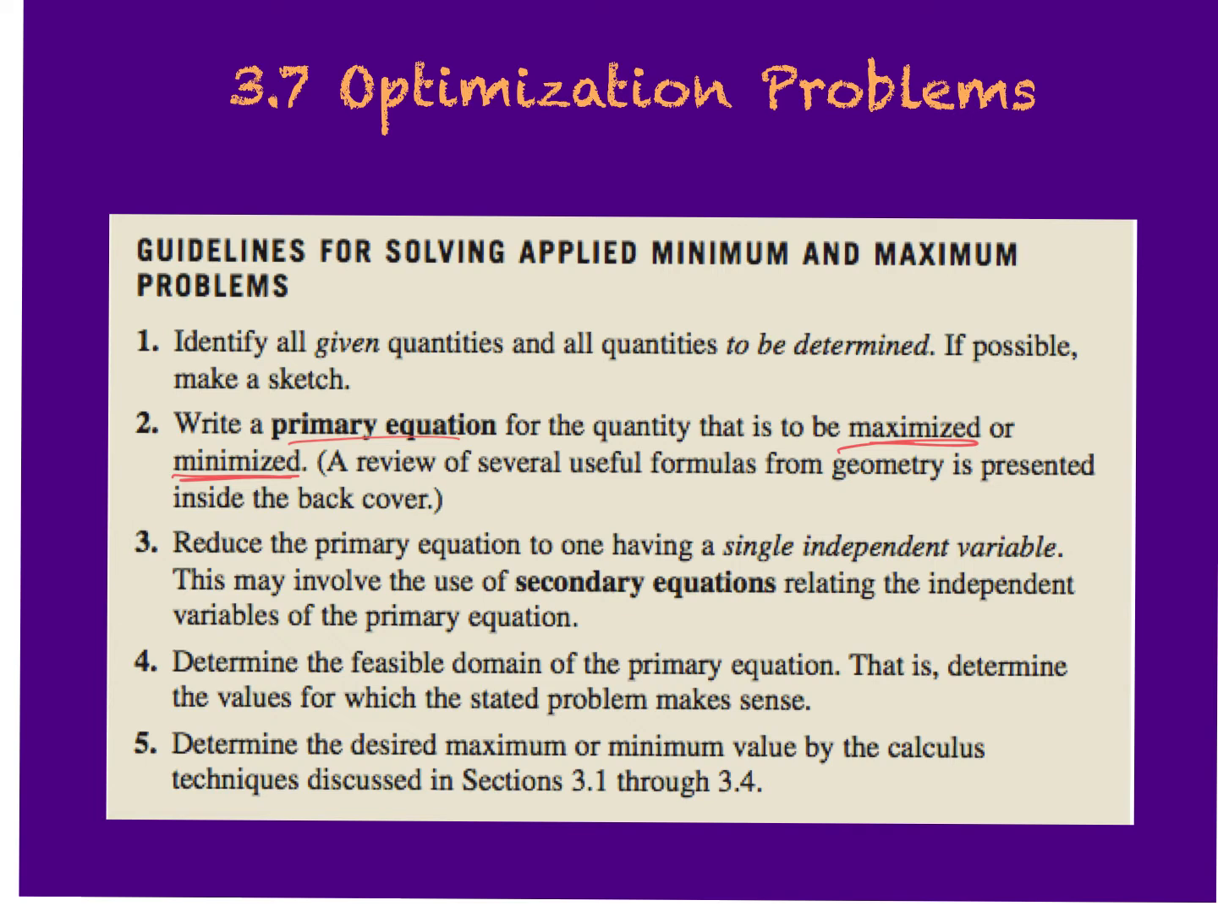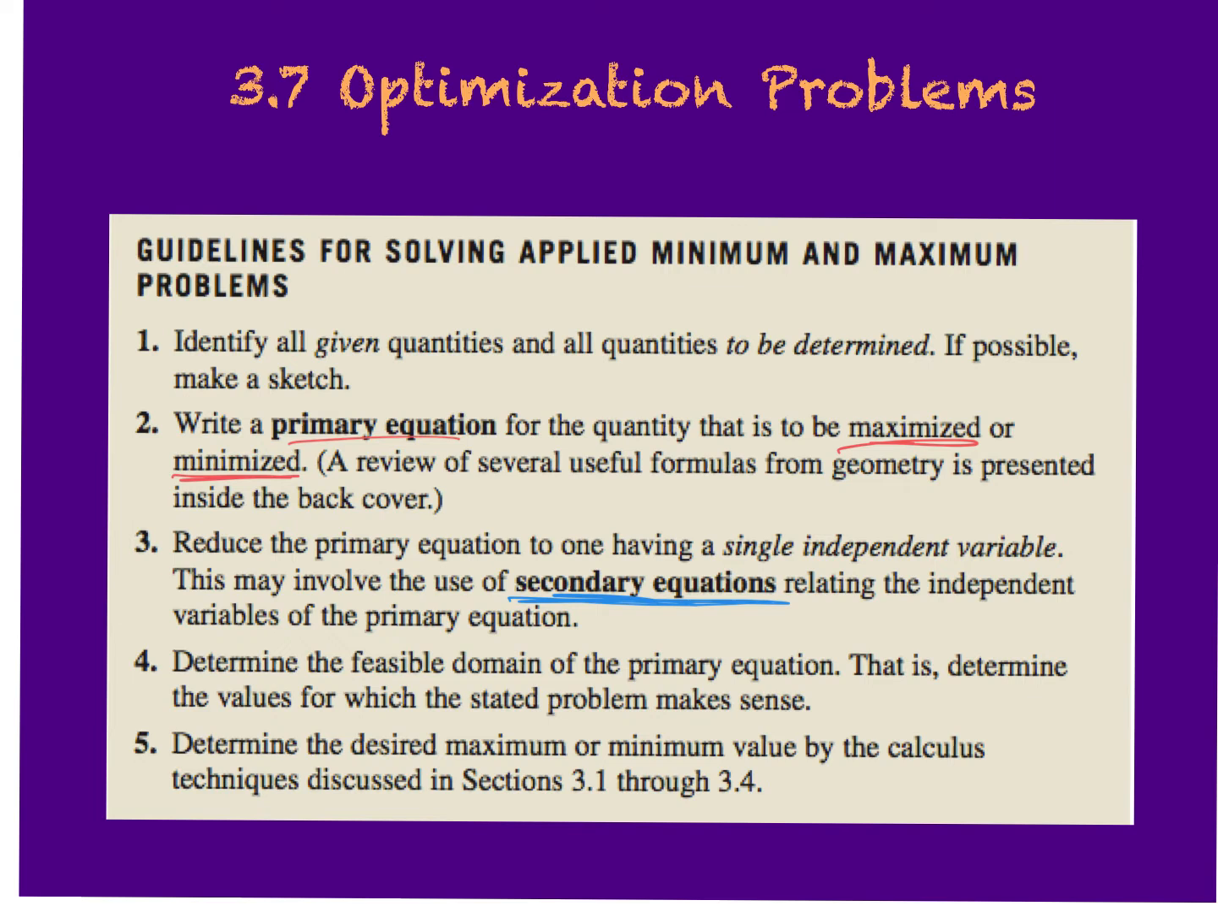Keep going. Reduce the primary equation to one having a single independent variable. This may involve the use of secondary equations relating the independent variables of the primary equation. So it's going to give us a secondary equation. What we're going to do is solve for a variable and substitute it into the primary equation to now have one variable.